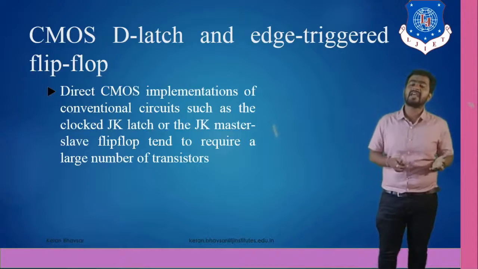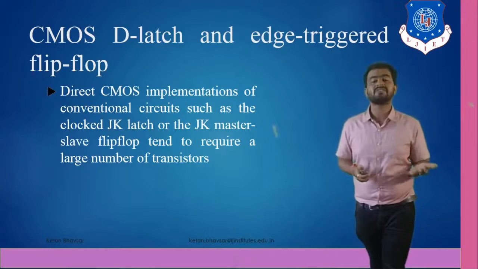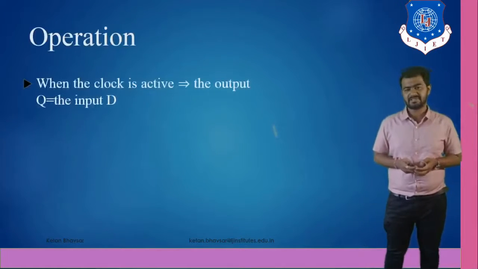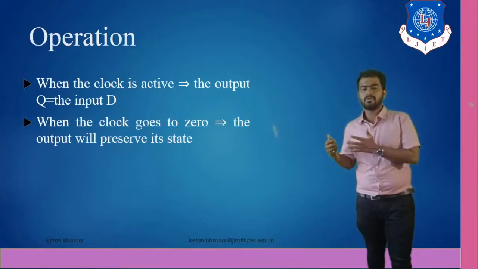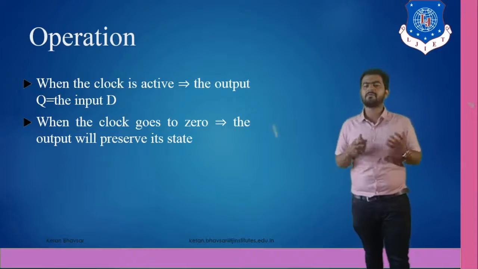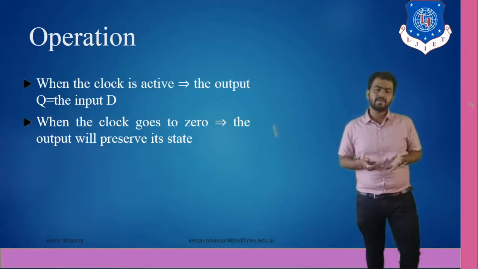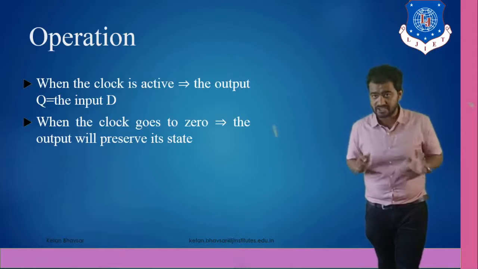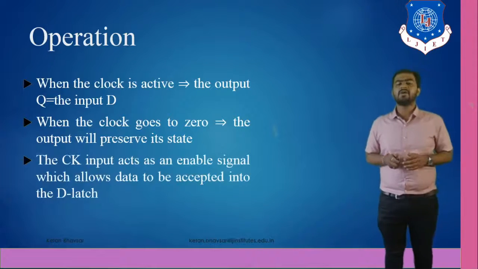Yeah, because if you're talking about the J and K, then ultimately we have to work on 8 CMOS configuration, 4 PMOSs and 4 NMOSs. So now we work on the next, we work on a D edge concept. So as you already know, when the clock is active, the output Q is equal to input D, right? When you apply the clock pulse, then your input is always equal to output. It's called your D flip flop or D latch. So when the clock goes to 0, the output is preserved. It will not change. It will hold the previous value. So the clock input acts as an enable signal which allows data to be accepted into the D latch.